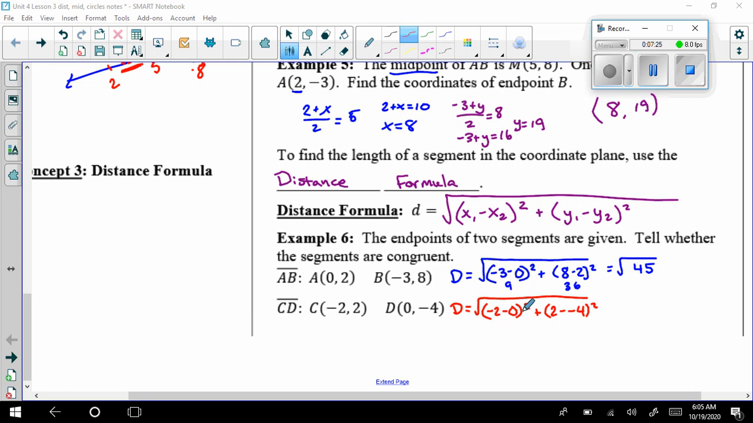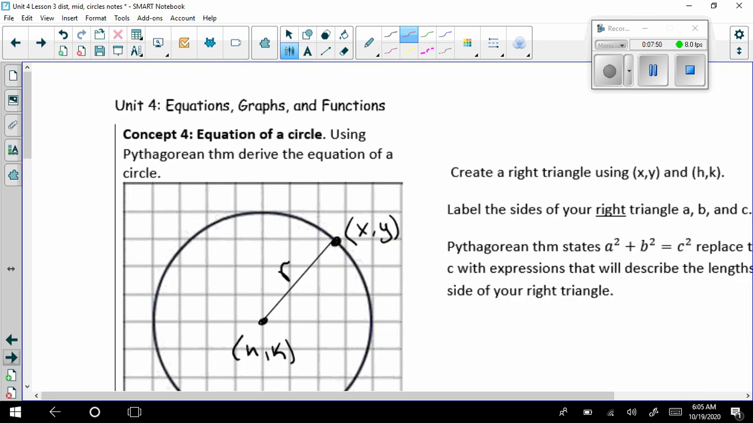So -2 minus 0 is -2 squared is 4. -2 minus -4, so that would be plus 4, is 6 squared is 36. So this equals the square root of 40. These are obviously not congruent. All right, so they're not the same. They wouldn't be the same size circle if we were dealing with that.